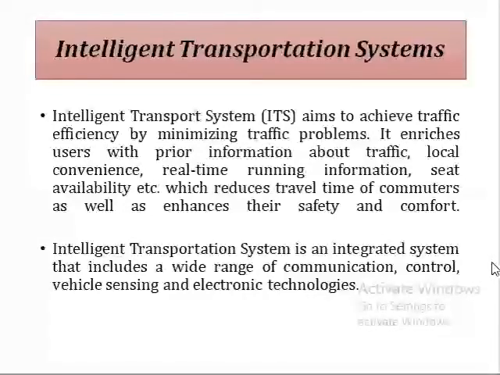Intelligent transportation system is an integrated system that includes a wide range of communication, control, vehicle sensing, and electronic technologies. Basically, intelligent transportation systems consist of the latest technologies available in the market, which can be used to control the traffic on the roads.